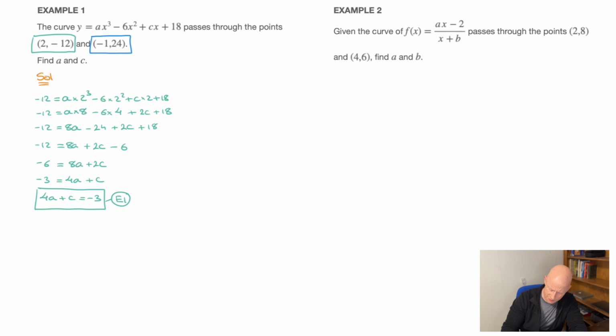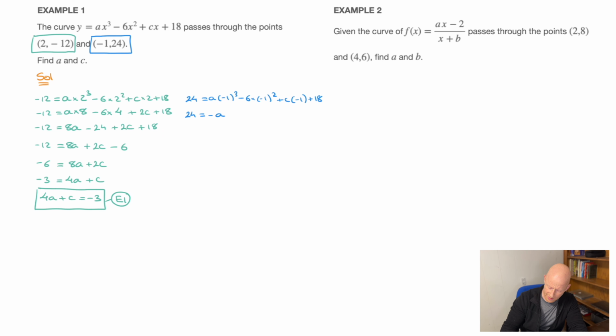And that leads us to a second equation, 24, which equals a times negative 1 cubed, minus 6 times negative 1 squared, plus c times negative 1 plus 18. I carry on, that's 24, which equals a times negative 1 cubed, but since negative 1 raised to the power of 3 is just negative 1, that turns into negative 1 times a, which is just negative a.